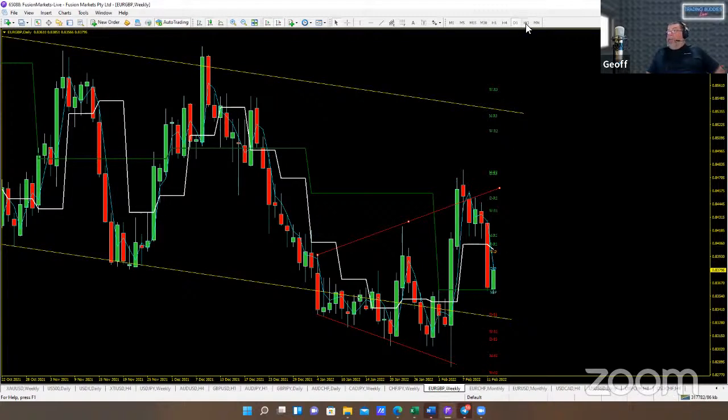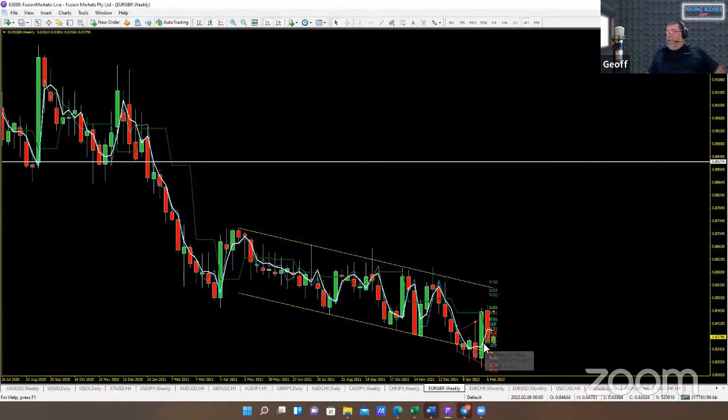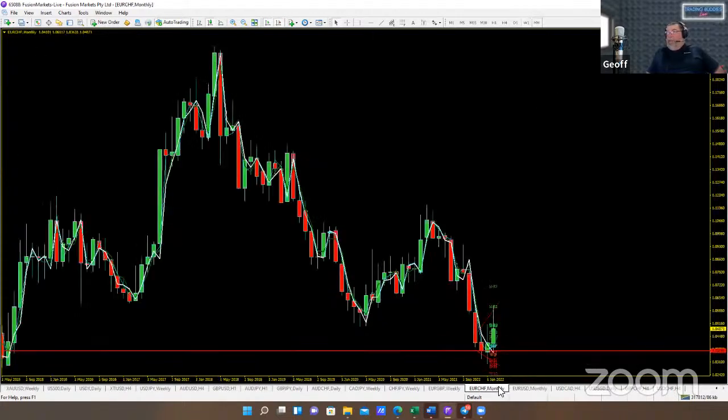So maybe that's the guide. The guide is the weekly game changer bar, but I'm not willing to trade it back at this level. Doesn't make sense to me.